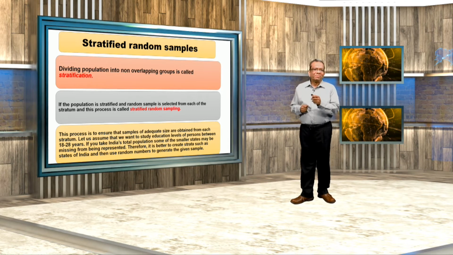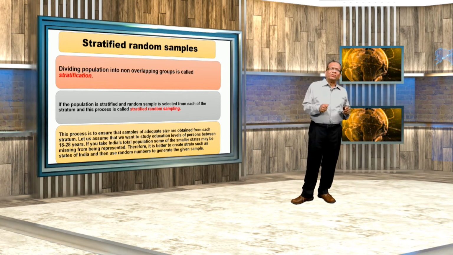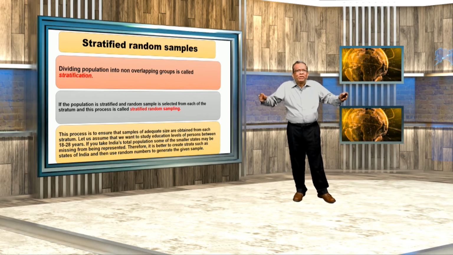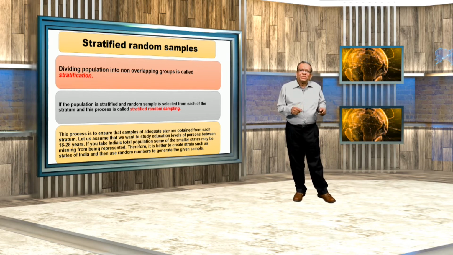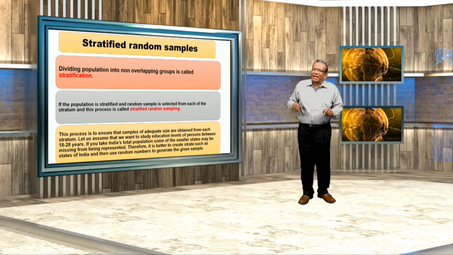Now, stratified random samples. The next method is stratified random samples. In this method, we divide the population into non-overlapping groups, and it is called stratification. If the population is stratified and a random sample is selected from each stratum, this process is called stratified random sampling.